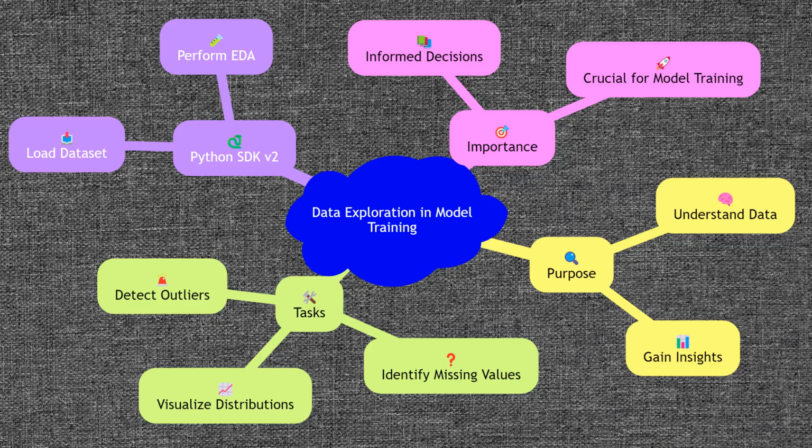Data exploration is the first step in the model training process. It involves understanding the structure, quality, and characteristics of your data. Using Python SDK v2, you can load your dataset and perform various exploratory data analysis (EDA) tasks. This includes visualizing data distributions, identifying missing values, and detecting outliers. EDA helps you gain insights into your data, which is crucial for making informed decisions during the model training phase.